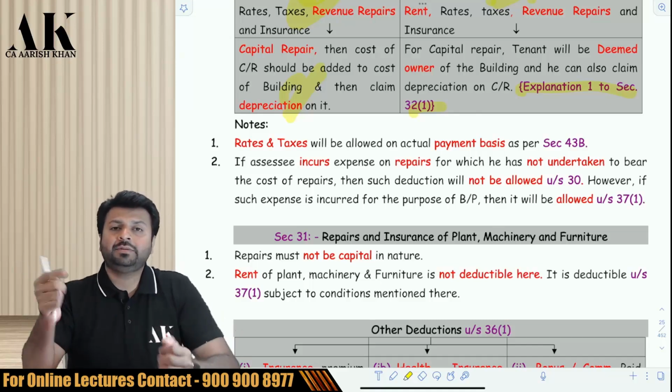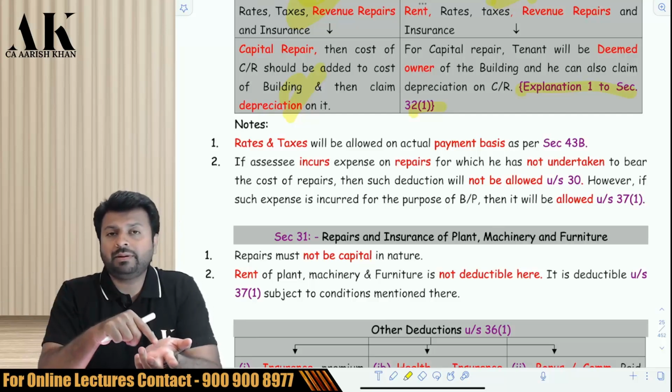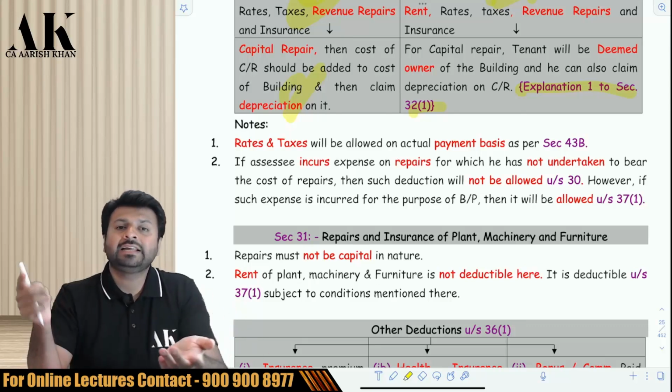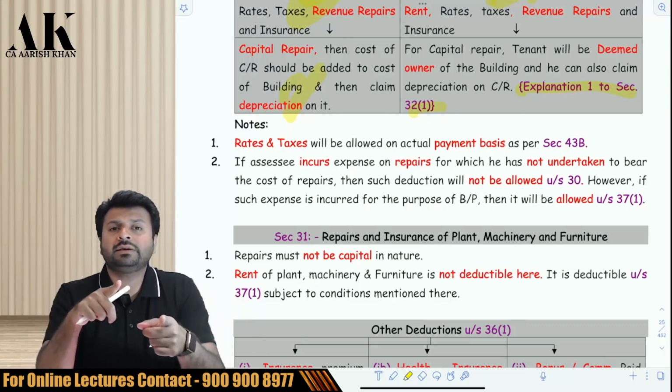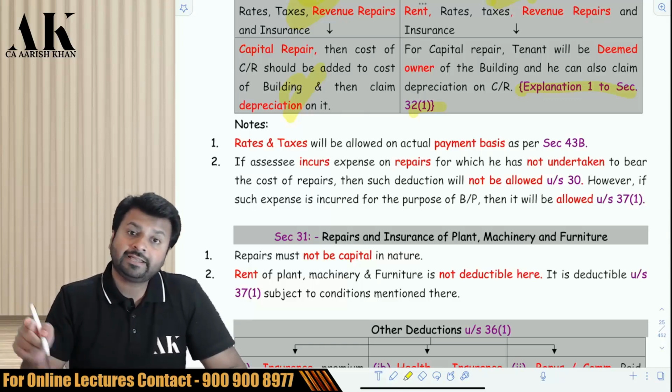And it is written in the agreement. So if it is not written in the agreement and still the tenant undertakes to bear the cost of the repairs, then the deduction is not allowed in section 30. But the High Court has said that if such expenditure is necessary to run the business, then that expenditure can be allowed as deduction under section 37(1). It can be allowed under 37(1).